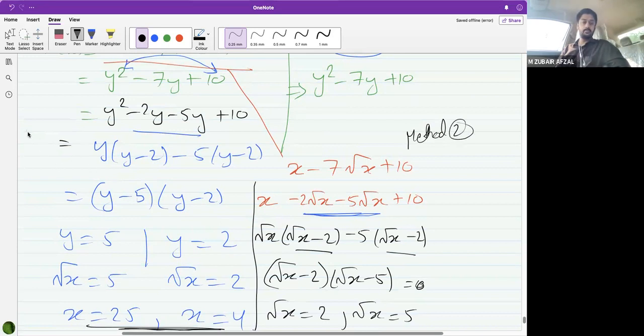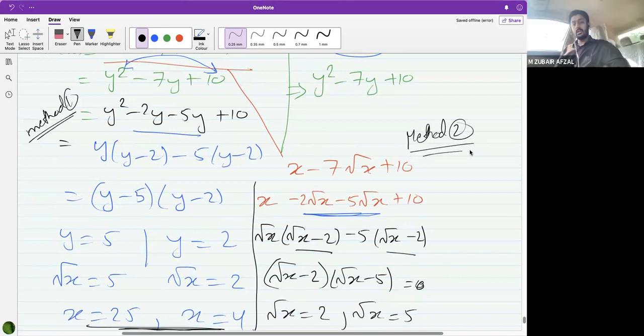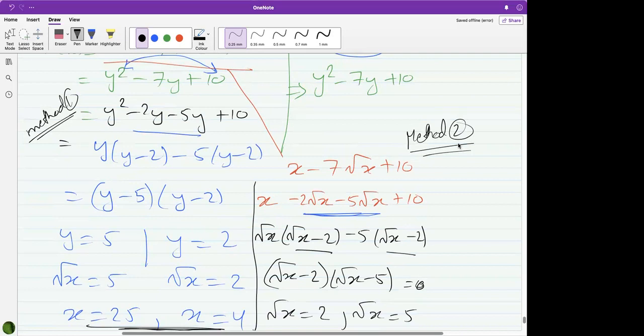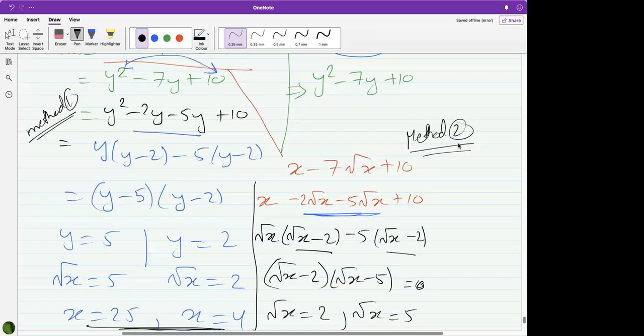Method 2. So in an exam style question, it wouldn't make a difference which method we did. Any method, there's no restriction. You can choose any method, whichever you're strong in is the right method. In our old school, we didn't learn this method of replacing, for example, root x with y. It wasn't there at that time.